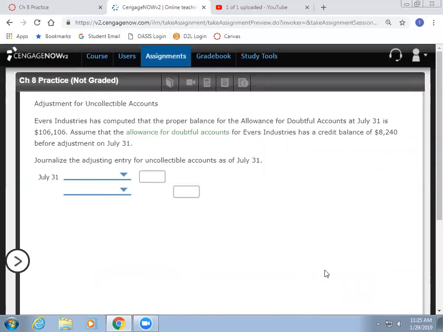So here we're actually looking at adjusting for uncollectible accounts. We just calculated that Evers Industries has computed that the proper balance for allowance for doubtful accounts at July 31st is 106,106. I like it when it works that way, right? So what that means is we want our ending balance at the end of this year to be 106,106. That's what we call our desired ending balance or our calculated ending balance, however you want to look at it.